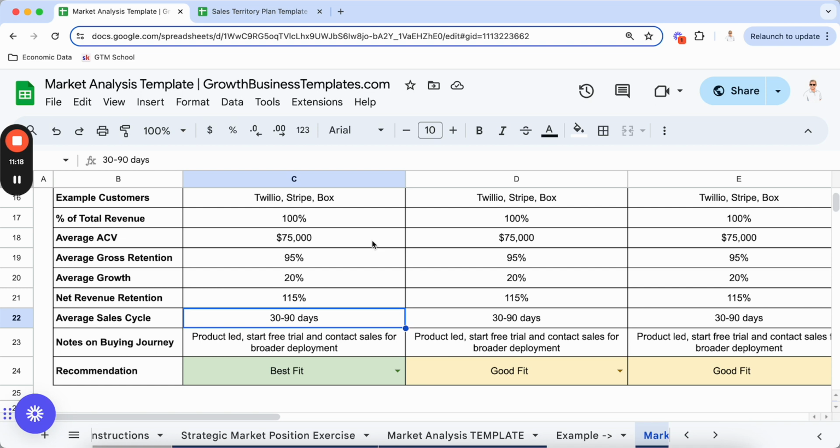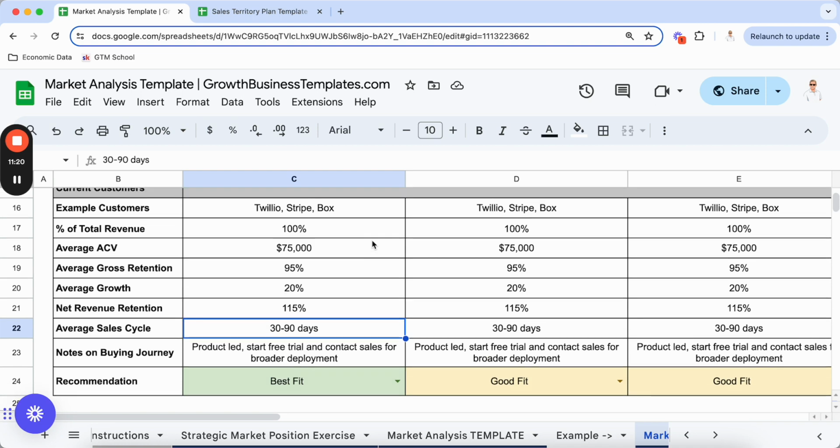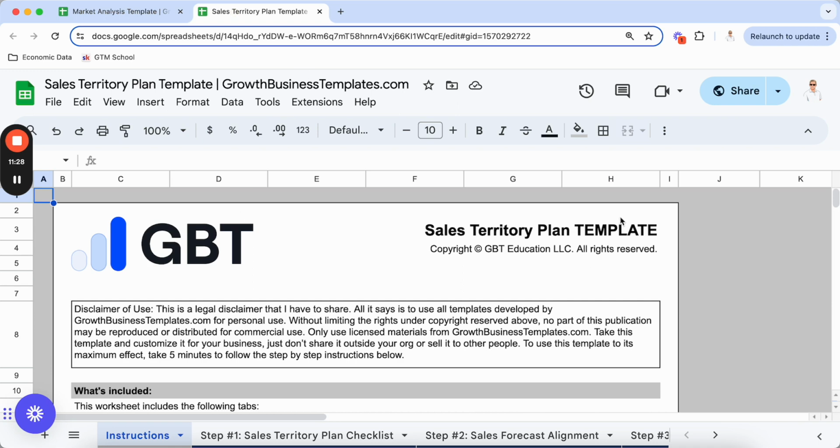Once you've established your market, you want to start to think about how can I allocate sales territories to go after these different markets. I will go into the sales territory plan next.